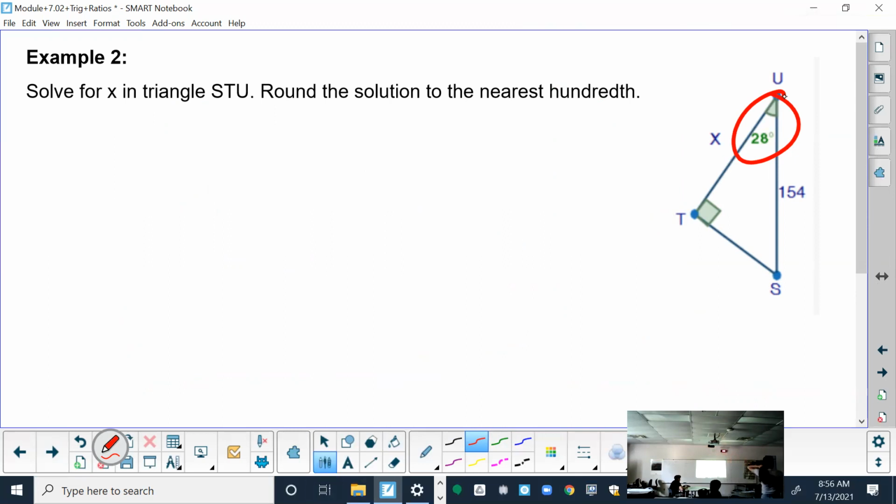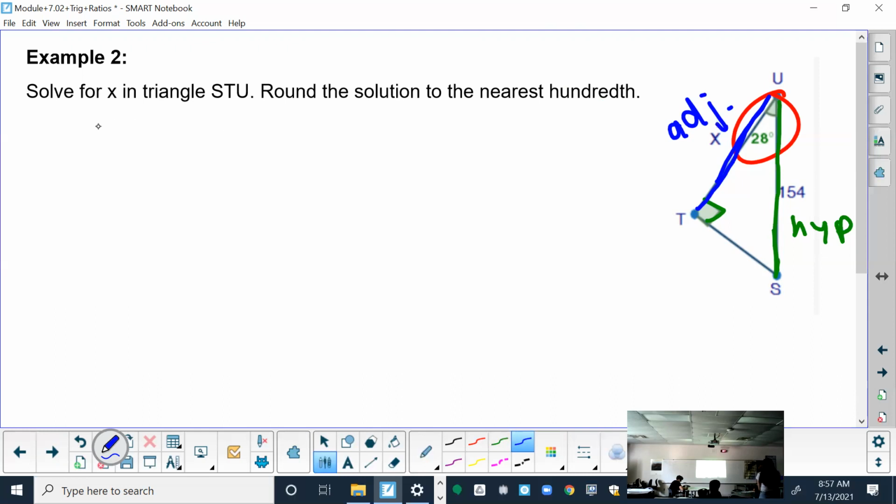label the sides accordingly. So this side, US, what side is that going to be labeled as? Hypotenuse, good. It's your longest side across from the 90-degree angle. The side labeled X, so side TU, what's that one going to be labeled as compared to this angle? Adjacent, because adjacent means next to.